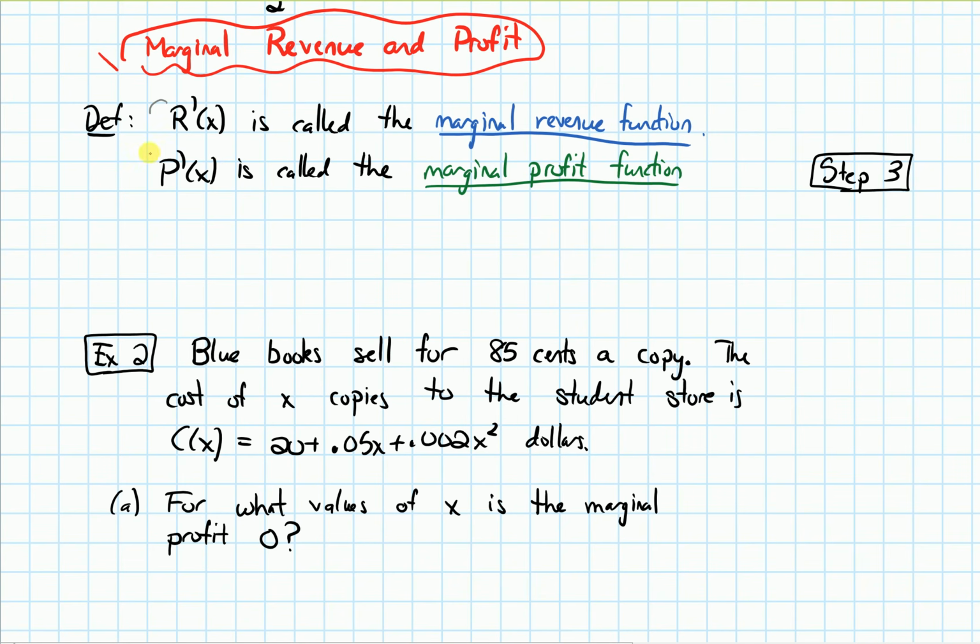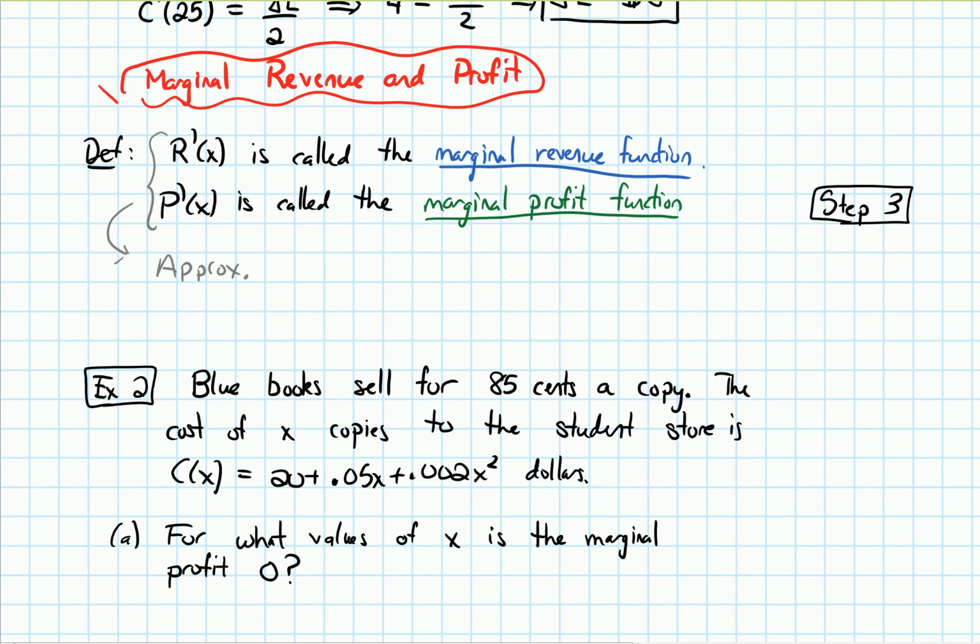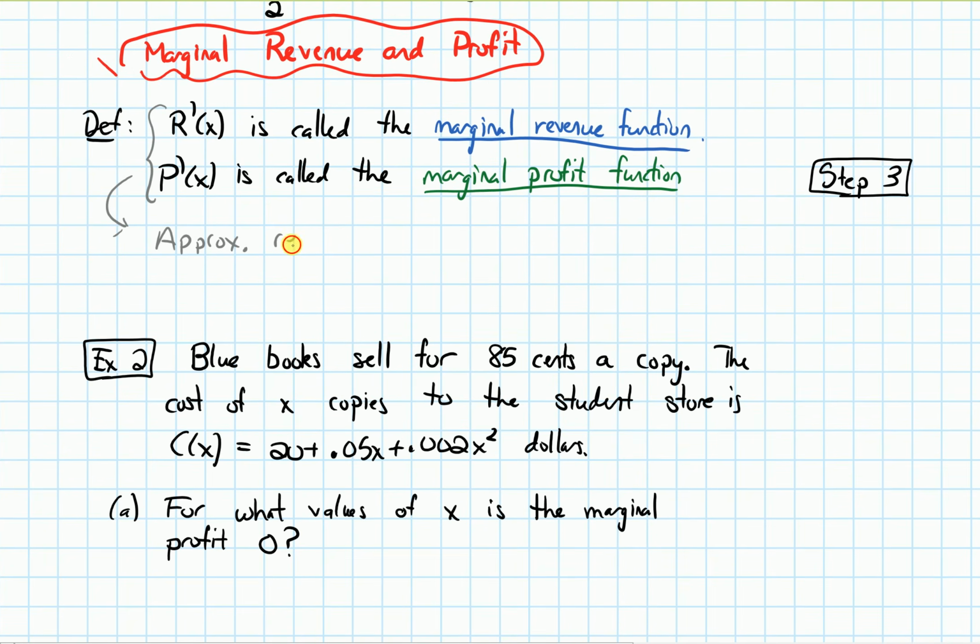So these two things, the derivative of r and the derivative of p, they are the approximate revenue and profit from the sale of one more item after the xth item. So we had a really similar definition for the marginal cost function in the last video.